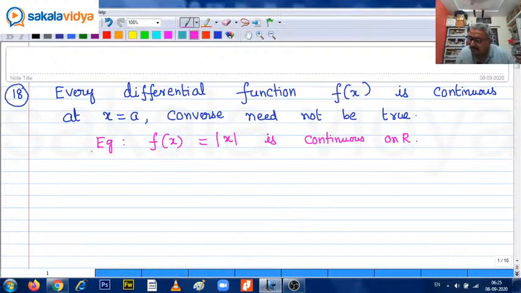Who is Satish Kumar? Thank you for contributing. Thank you Satish.